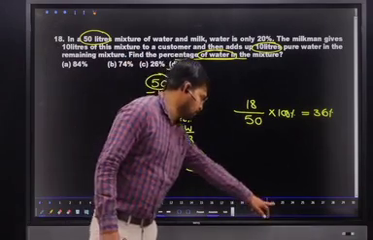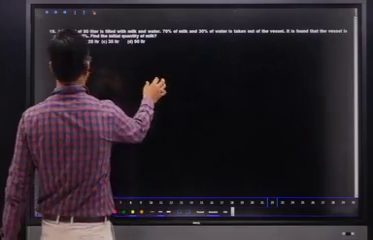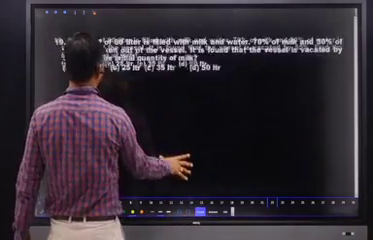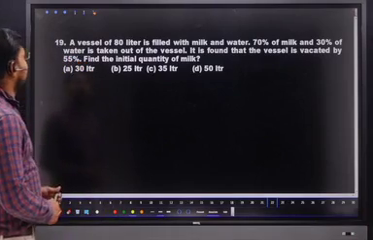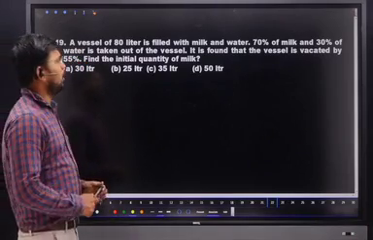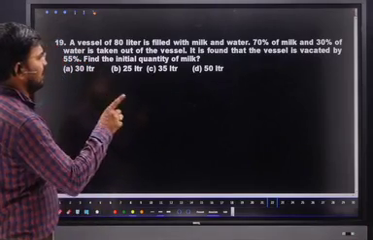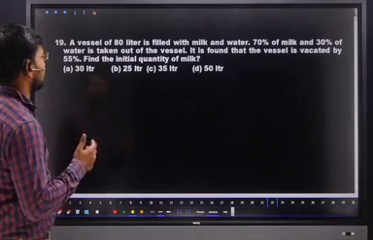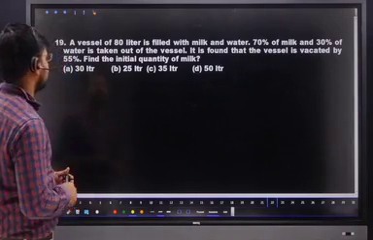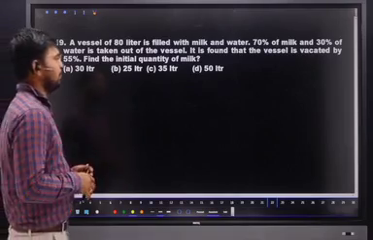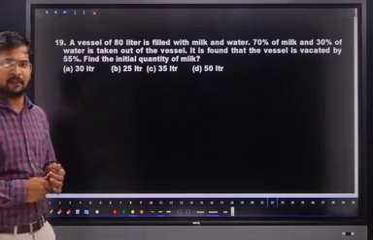Next question. A vessel of 80 liters is filled with milk and water. 70% of the milk and 30% of the water is taken out of the vessel. It is found that the vessel is vacated by 55%. Find the initial quantity of milk.